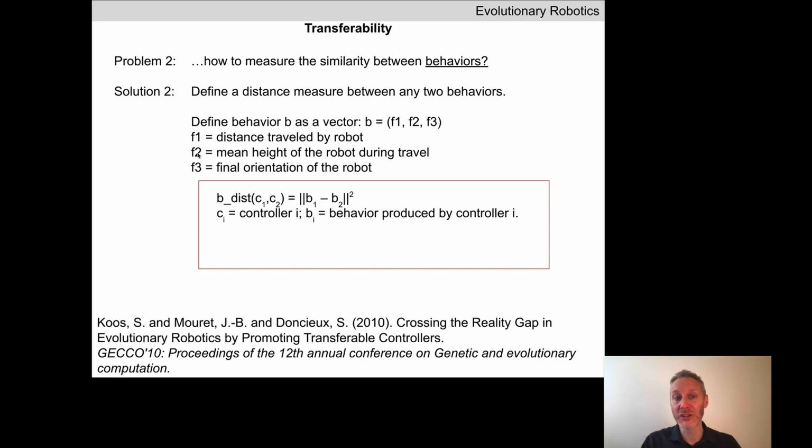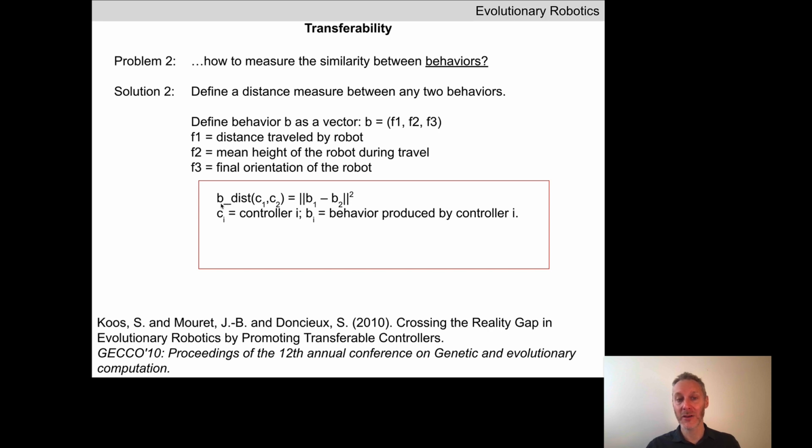They don't know which features are more predictive of transferability. Nobody does yet. So in this case, the investigators just threw together three that kind of span different aspects of the way the robot moves: speed of travel, how it moves, and how it ends up at the end of movement. So that means that for each controller, we can assign to that controller a vector B that has three elements to it, F1, F2, and F3.